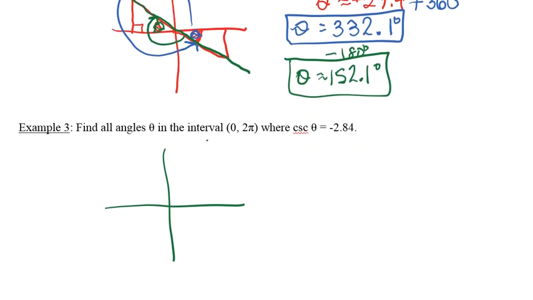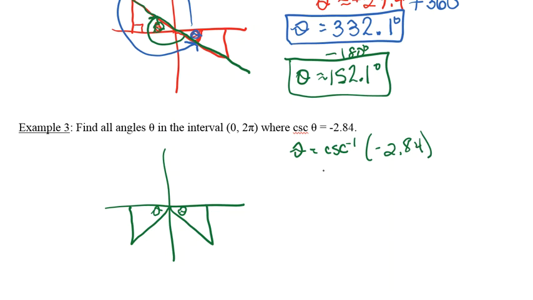So I'm looking for 3 and 4. Those will be the two angles that I need. So I'm at the bottom of my bow tie. To find the first one, I'm going to do the inverse cosecant of negative 2.84. If your calculator doesn't have that, then cosecant is the reciprocal of sine. So if you're doing that, then do 1 over negative 2.84.